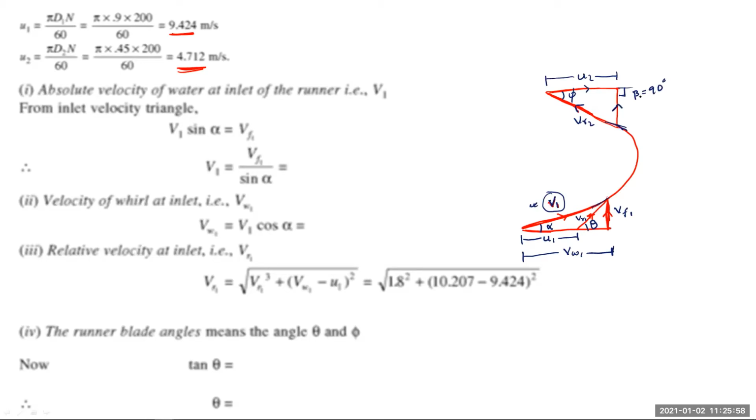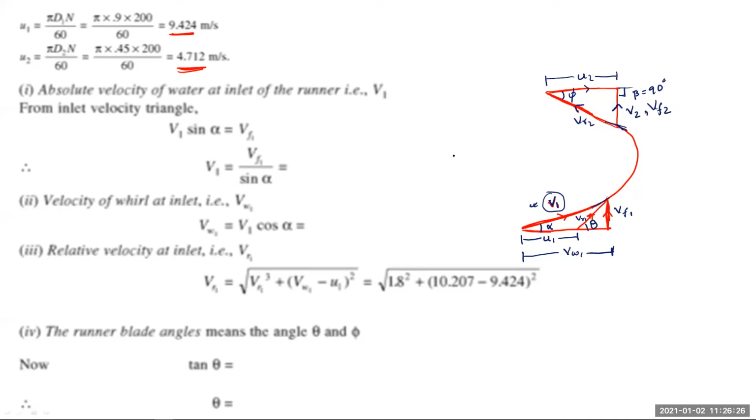And this is the absolute velocity at outlet, as well as, since they are coinciding, it will be Vf2 also, its vertical component. So this is our velocity triangle diagram for the numerical we were discussing. Now we will see how to calculate the absolute velocity.